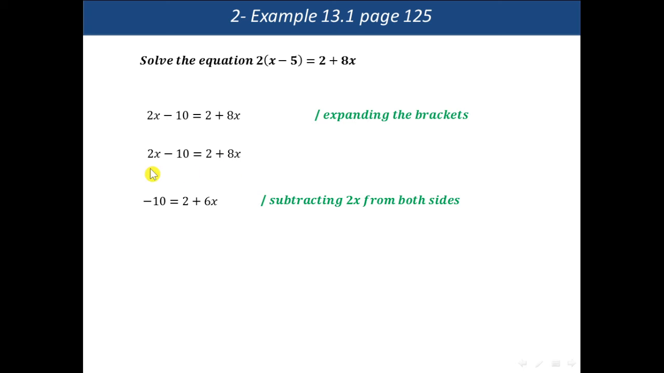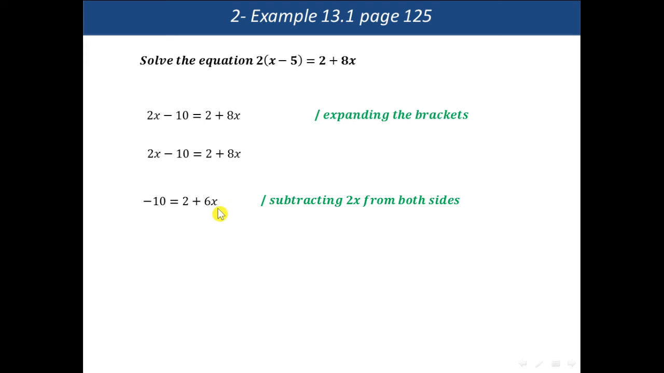Why do I do that? So that I eliminate this one here. This one is plus 2x, so plus 2x minus 2x will give me 0. So I'm left with only minus 10 here. But if you put minus 2x here, you have to do it also on the other side. So 2 plus 8x minus 2x also here. So it's going to be 8x minus 2x. This is 6x. So that you know where the 6x comes from, I have subtracted 2x from the 8x. Okay, now I have minus 10 equals 2 plus 6x.